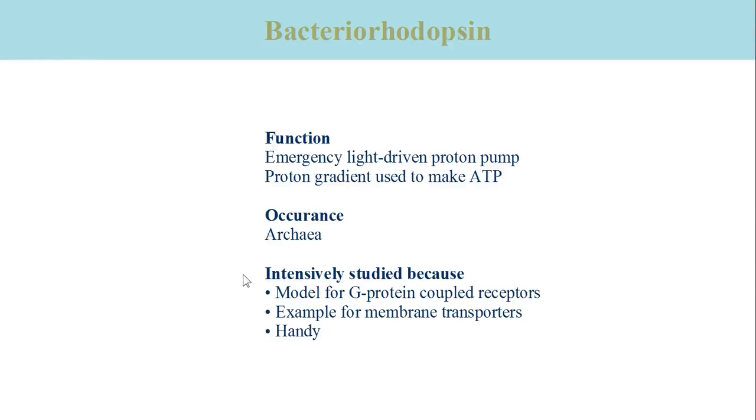Bacteriorhodopsin is one of the proteins which are most intensely studied, for several reasons. First, it is a model for an important class of membrane-bound receptors, the G-protein coupled receptors. Second, it is an example for a membrane transporter. This is a class of proteins which is essential for all organisms. Bacteriorhodopsin generates a 10,000-fold difference in proton concentration on either side of the membrane.